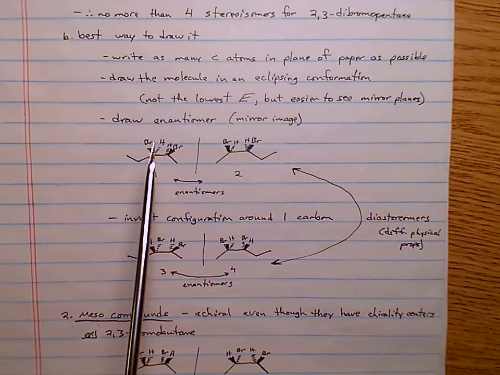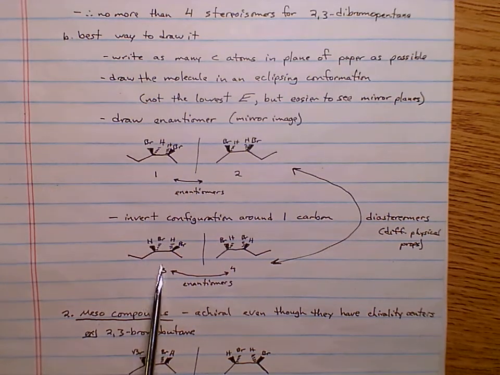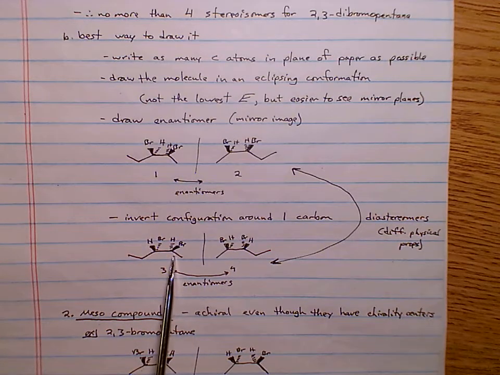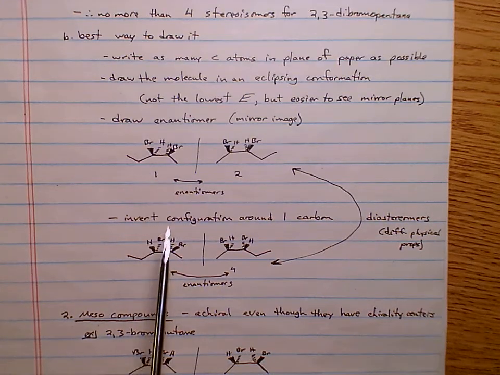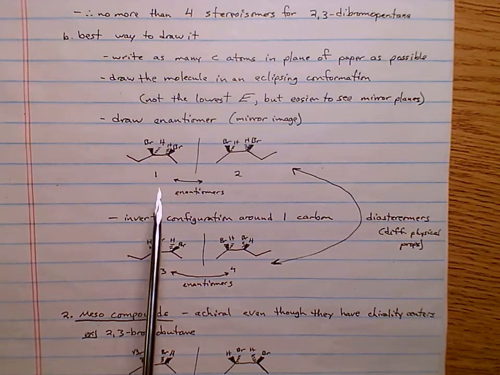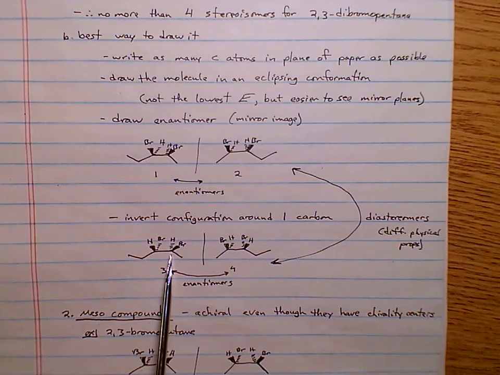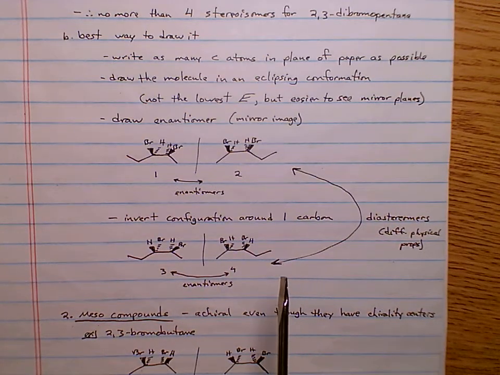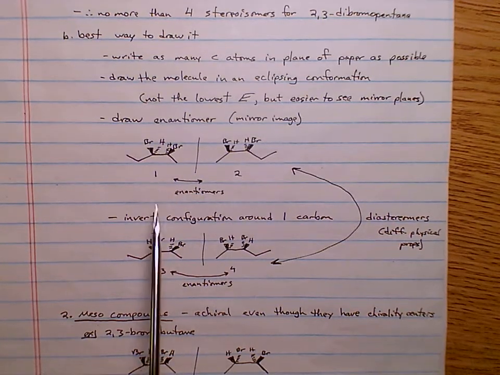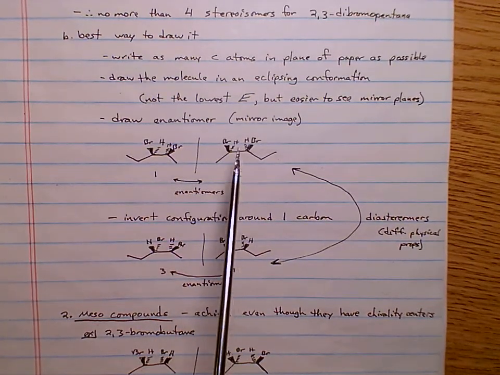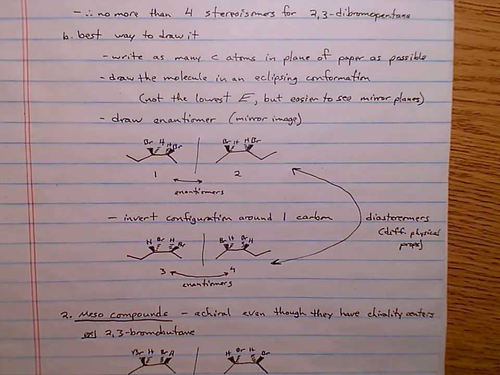Well, okay, what's the relationship then between these two? Here's the deal. They are not mirror images of each other, but they're also not superimposable. So they are stereoisomers, but they're not mirror images of each other. That means they are diastereomers, because diastereomers is any stereoisomer that's not part of an enantiomeric pair. That's not an enantiomer. These two are enantiomers. These two are diastereomers. Relationship between 2 and 3 are diastereomers. 1 and 4 are diastereomers. 2 and 4 are diastereomers.